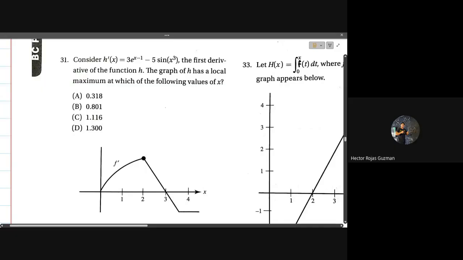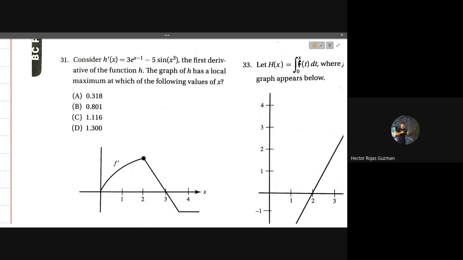Okay, 31. So for this section, we need a calculator, right? It's okay if you don't have it with you right now.